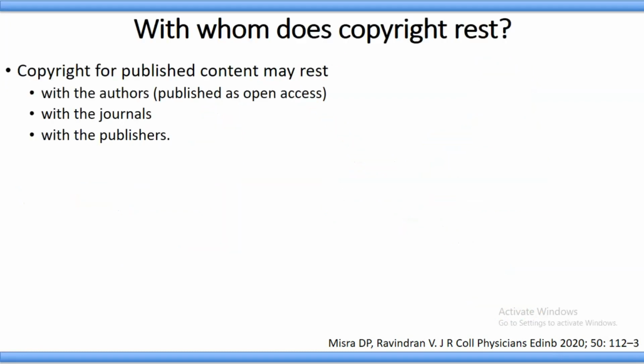So, with whom does copyright rest? That is the next question. To avoid violating copyright laws, understand with whom copyright rests. It could rest with the authors if the article is published as open access. It could rest with the journal or the publisher if the article is published in subscription mode. Some open access journals may actually retain the copyright, but ideally, open access means that the copyright should rest with the authors.